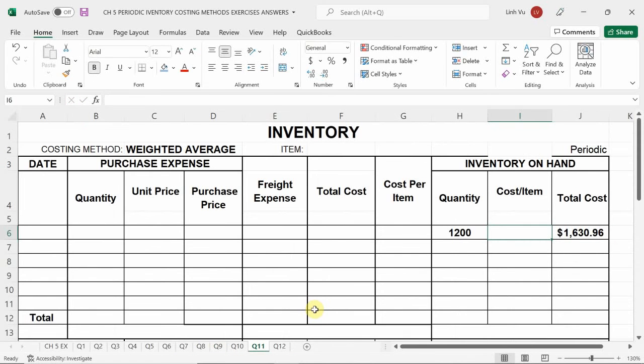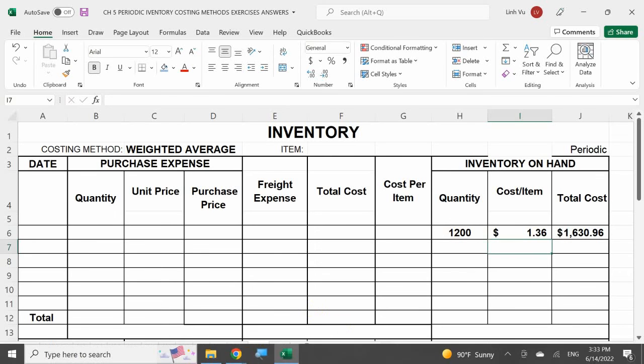1630.96, okay? Because in this case, we already don't care what came first or what came last. This is what my ending inventory was in my previous worksheet. This is a sum of everything, so it could be a mixture of both the first batch of inventory that I made and the last batch of inventory I made. Because at the end of the day, I just mixed them all up, and that is my beginning inventory.